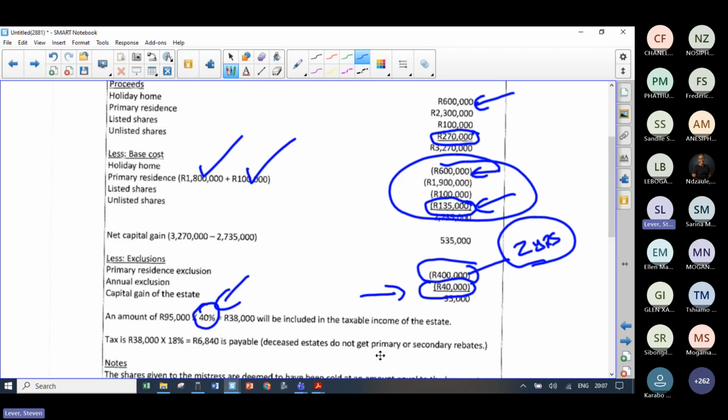If you sell it, it's the amount you sell it for. If you don't sell it, it's market value, date of death. The only exception to the rule is unlisted shares, which are always at market value. But you guys can have a look at it, and there's a summary in the handwritten notes for you as well. Any questions, guys?